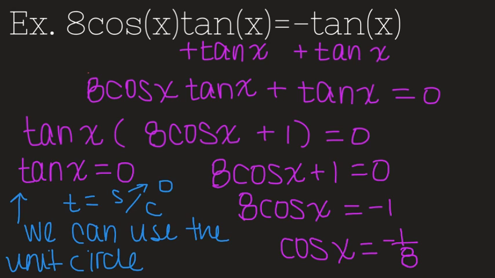Now for our cosine of negative 1/8 over here, we're going to need a reference angle. The reason why is that negative 1/8 is not on our unit circle, so we can't find it just by looking and going around the circle. So we're going to need a reference angle. On the next slide, we're going to break these two pieces of information down.